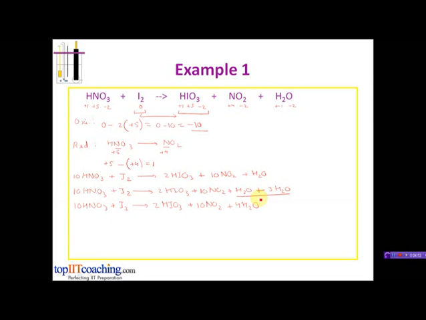So after oxygen atoms, let's check for hydrogen atoms. This side has 10 hydrogen atoms and this side has 2 plus 4 into 2, that is 8, 8 plus 2, 10. So now this equation is our perfectly balanced chemical equation. That is 10 HNO3 plus I2 gives 2 HIO3 plus 10 NO2 plus 4 H2O.